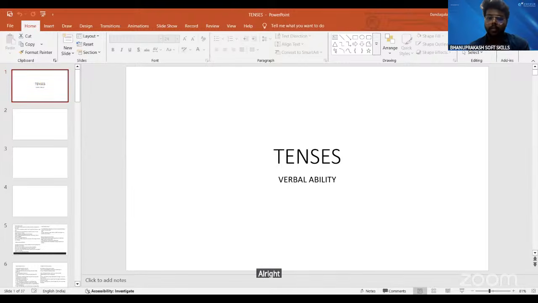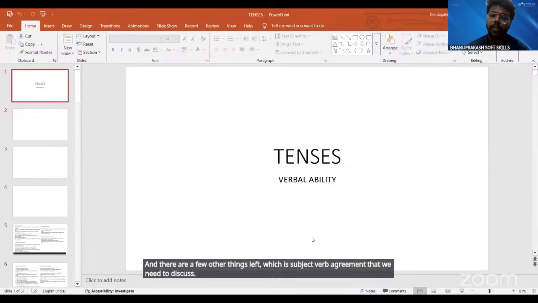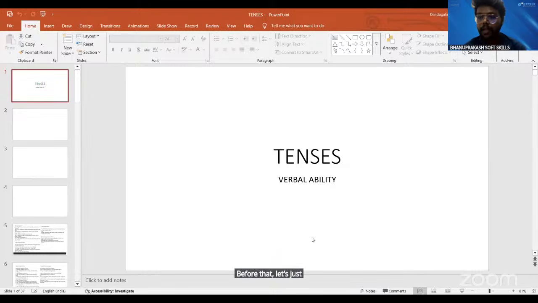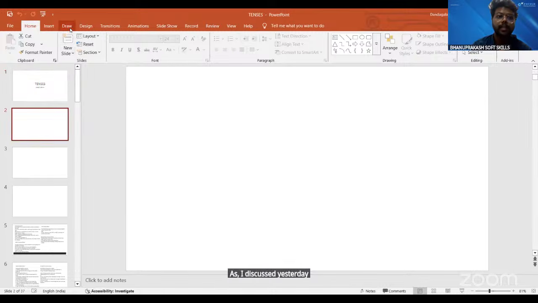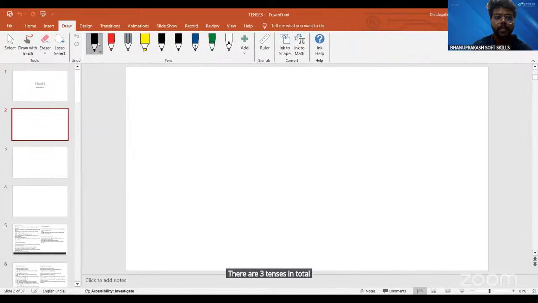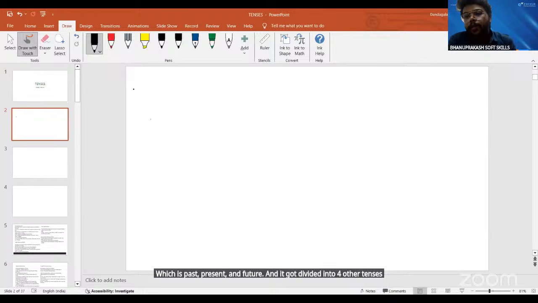All right. So yesterday we discussed tenses and we formed the sentence formations for all 12 types of tenses. There are a few other things left, which is subject verb agreement that we need to discuss. Before that, let's just revise these tenses once again, and then we'll proceed with the subject verb agreements. As I discussed yesterday, there are three tenses in total, which is past, present, and future. And it got divided into four other tenses, which is simple, continuous, perfect, and perfect continuous.